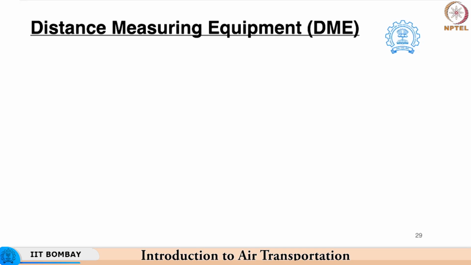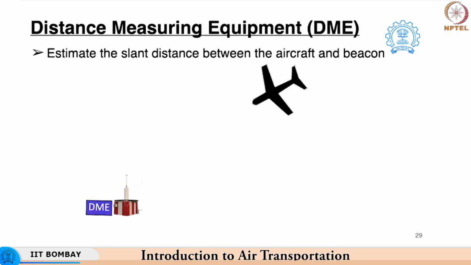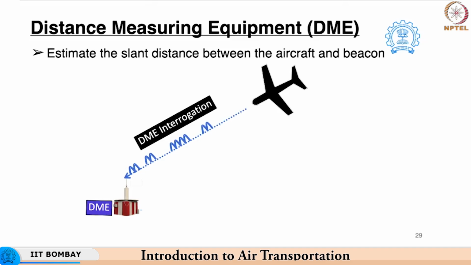One of the most important navigation aids that is used by pilots across the globe to carry out navigation is called the distance measuring equipment. Now this equipment is basically used to estimate the slant distance between the aircraft and the beacon. This particular navigation involves two systems, one the DME ground station and the other the aircraft.